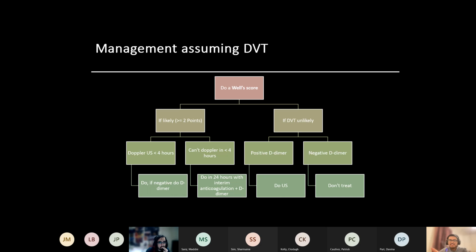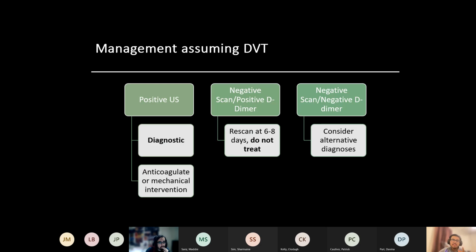you basically treat them as if they have a DVT because it's not worth them deteriorating. If it's unlikely, you just do a D-dimer, and then based on the D-dimer, you choose whether or not you do an ultrasound. So basically, highly likely, get the ultrasound; less likely, do a D-dimer before the ultrasound and use that to guide whether or not you need one. The important thing to know is how you interpret these findings.